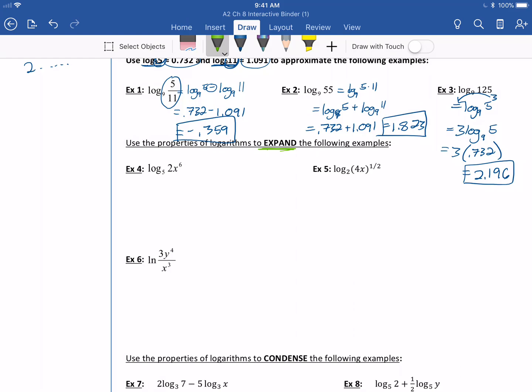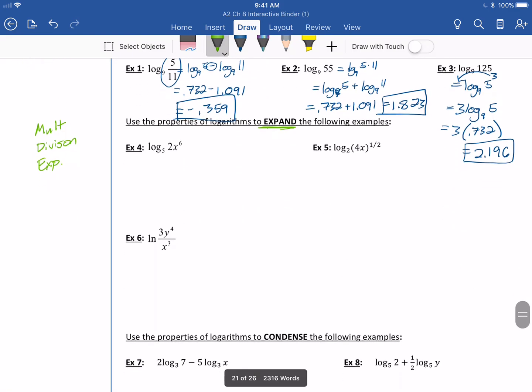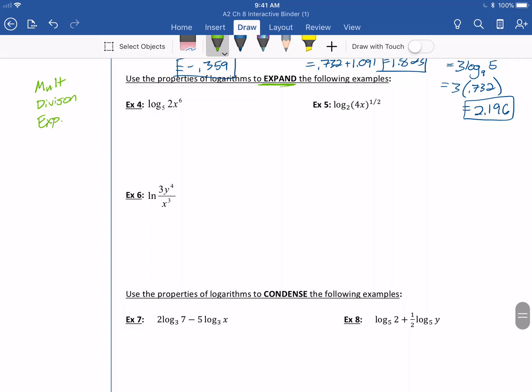So here we go. As I can see here, you have to ask yourself, what do you see? Do you see multiplication? Do you see division? Or do you see exponents? All right, so it's those three properties that we have up here. So I see, first of all, multiplication and an exponent. But I have to break apart that multiplication first because that 6 only talks to the x. All right, so here we go.